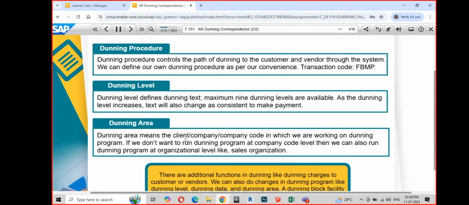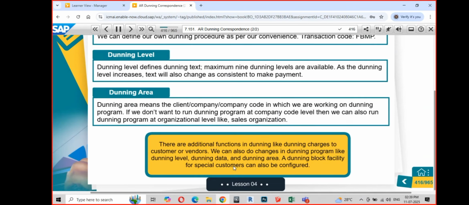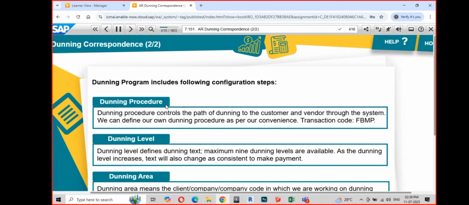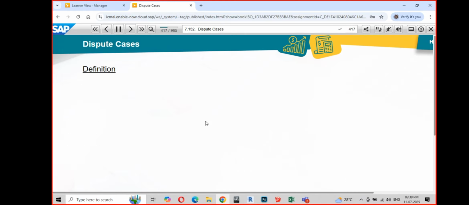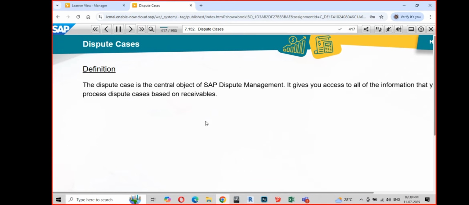So this is exactly what I said. If we don't want to run a dunning program, that also can be told to the SAP system in the dunning procedure. This also we can mention. Or this is dispute management. There's also something called dispute.